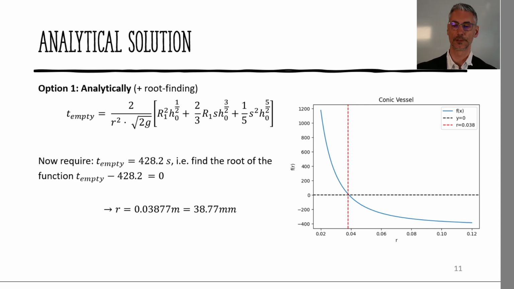So how do we go about finding the solution for this? The first option is to solve this integral analytically and then do the root finding approach that we'll talk about in a minute. So you can solve this integral and you come up with this analytical solution. And now we require that t empty is 428.2 seconds. So we want to find the root of the function t empty minus 428.2 equals 0. You can use many methods, for example Newton's method, and if you solve that you end up with an equation that leads us to r of about 38.77 millimeters.